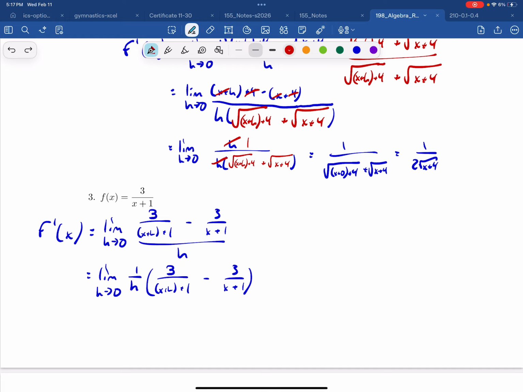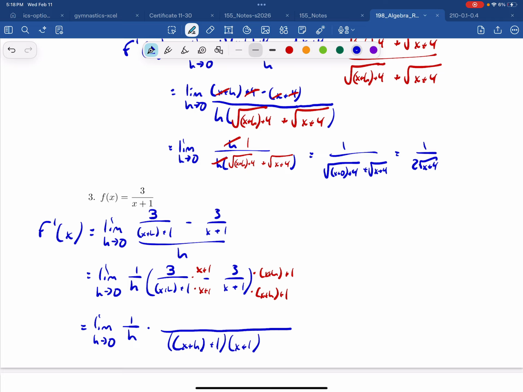Common denominator. We're going to multiply this guy by x plus 1 over x plus 1. We're going to multiply this guy by x plus h plus 1 over x plus h plus 1. Yeah, not the nicest denominator. But remember, once you get the common denominator, the trick is that you can just write it as one big fraction. So one big fraction will be x plus h plus 1 on the bottom, x plus 1 also on the bottom, and then we just have this on the top.